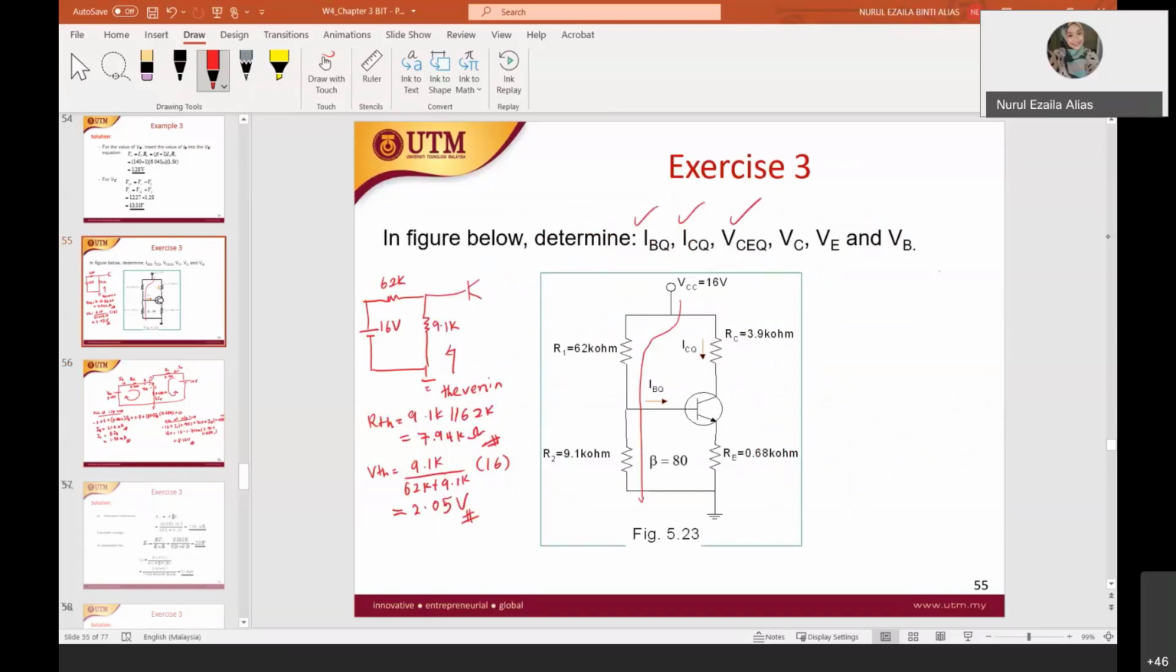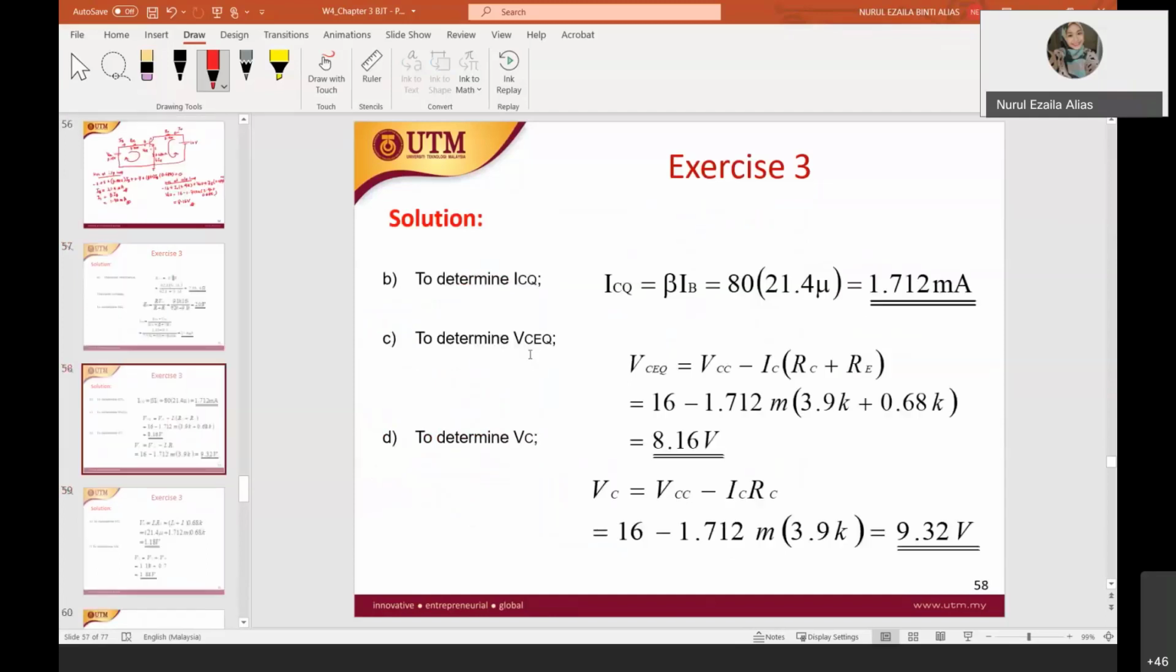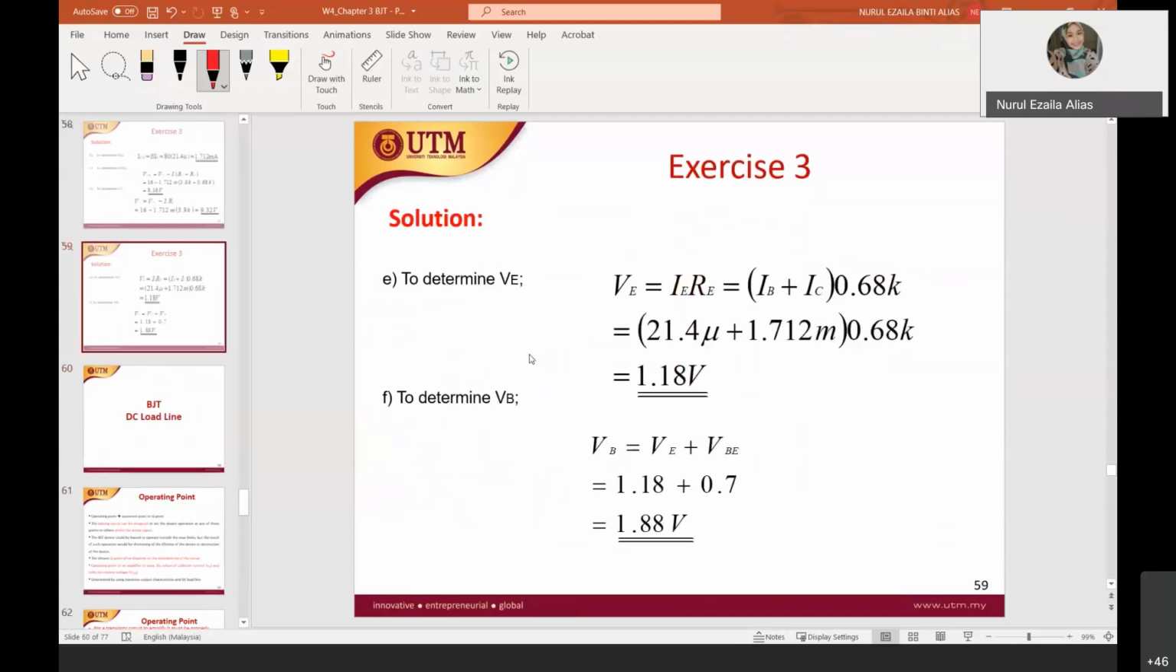The rest here you can find on your own: VC, VE, and also VB. I will give you the solution. This is the final answer for the VC, and also for the VE, and also for the VB. I think that's it for today. Do you have any question regarding the voltage divider rule? I will upload the updated slide as of today after class. Do you have any question? We finish.